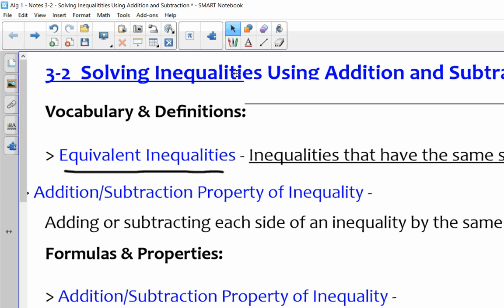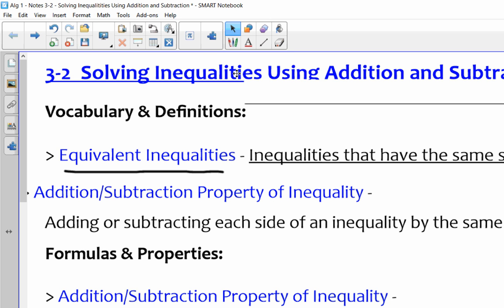Equivalent inequalities are inequalities that have the same solutions. Okay, and make sure, I'm going to go kind of quick, so if you feel like you're getting behind, just hit pause, get caught up on your notes, and then come on back.